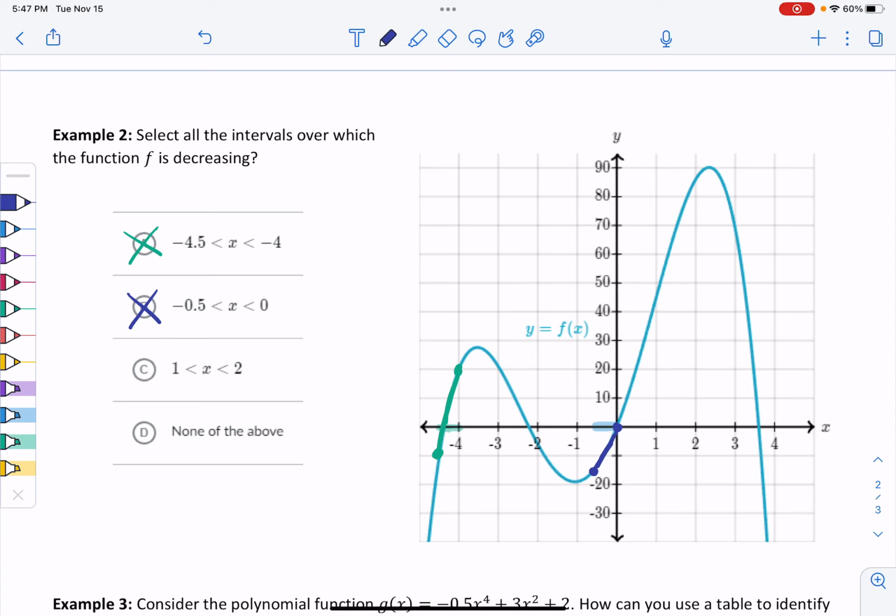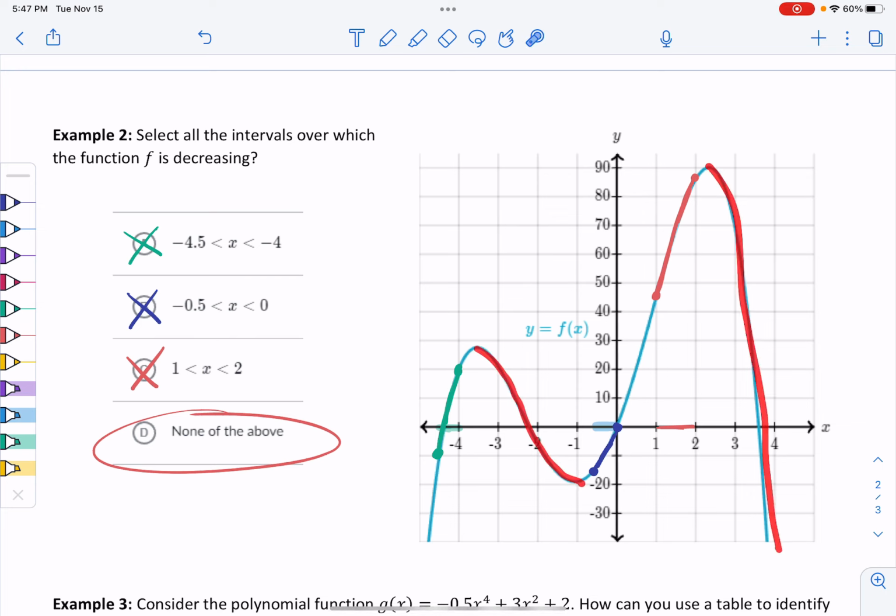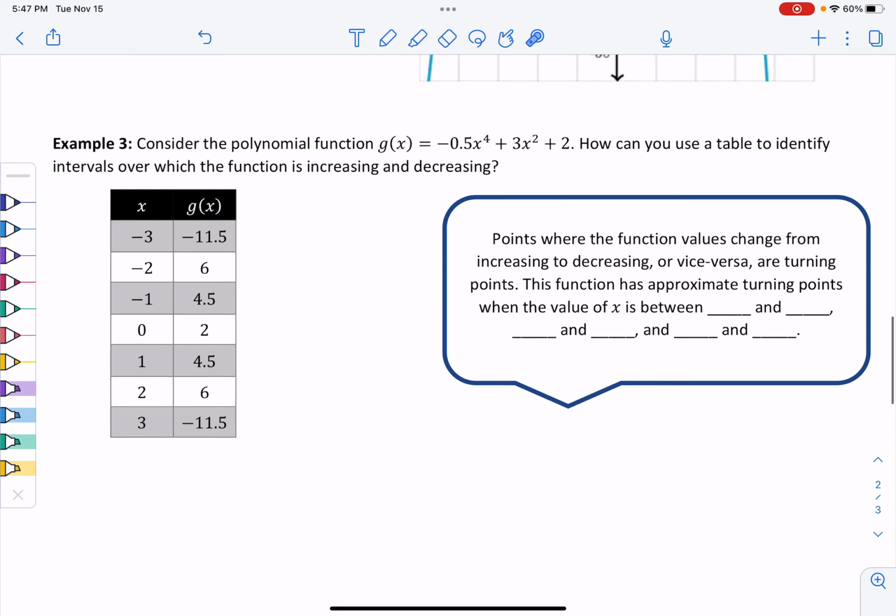Let's look at this last one over here. We've got 1 to 2 right here, so from this point up to here. That is also increasing. So it looks like our answer is going to be none of the above, because the intervals over which it is decreasing are right here, which was not any of our answers, and right here. Okay. All right, example 3.